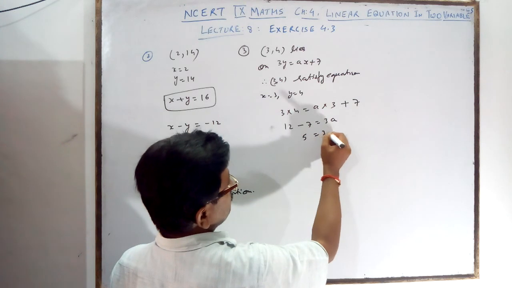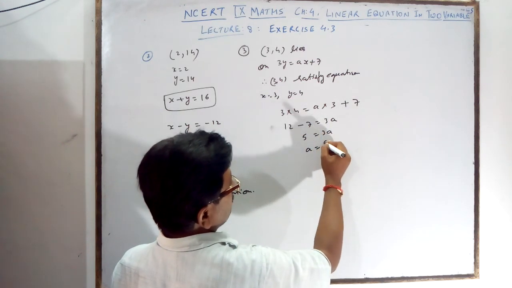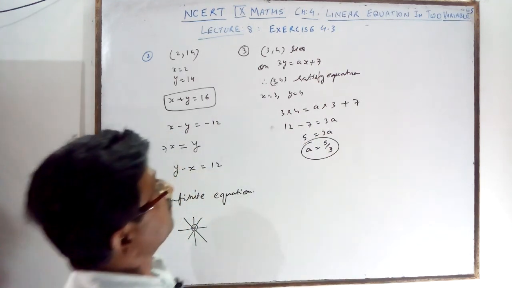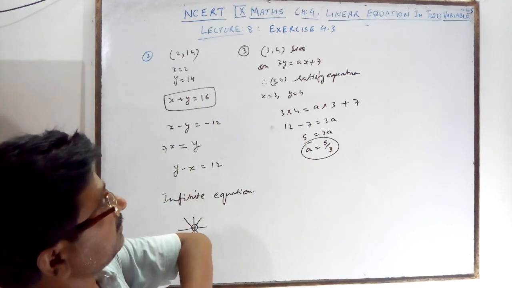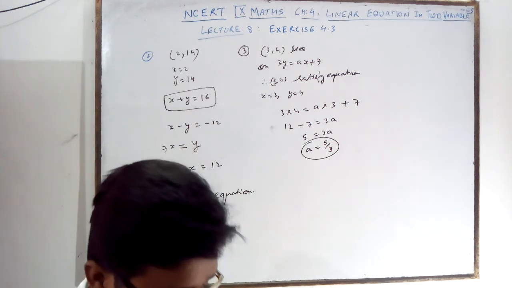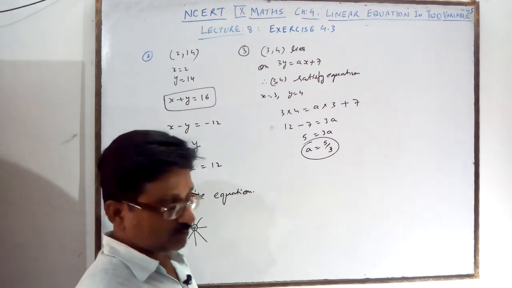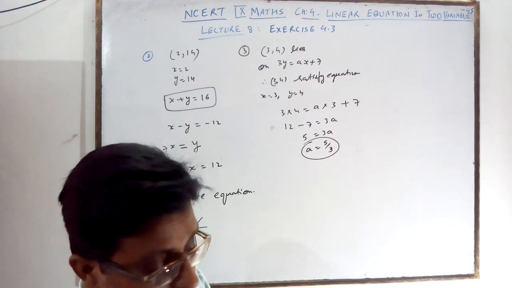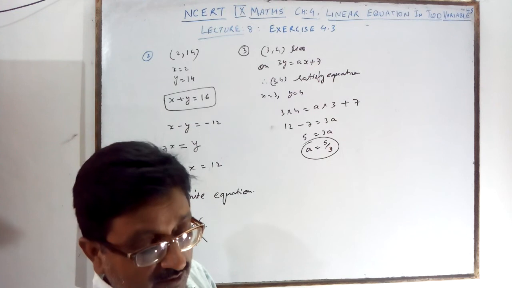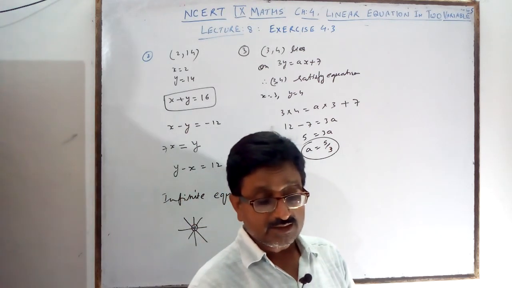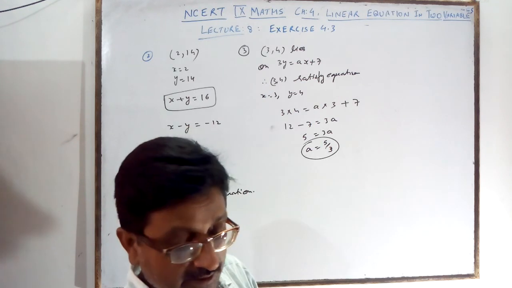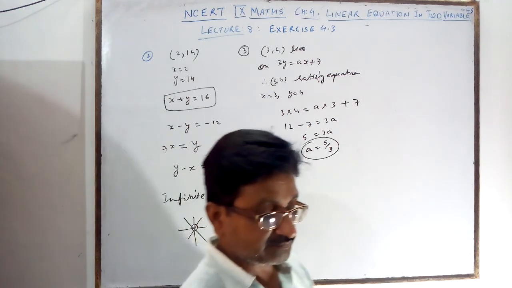5 is equal to 3a. Then a is equal to 5 by 3. What are you getting? a is equal to 5 by 3. (3, 4) lies on this. You are getting the equation. A very simple equation is given, only you are putting the values. a is equal to 5 by 3. Next question is given.